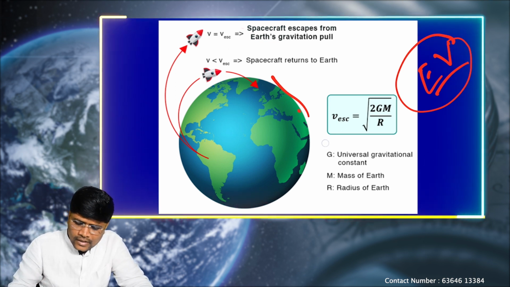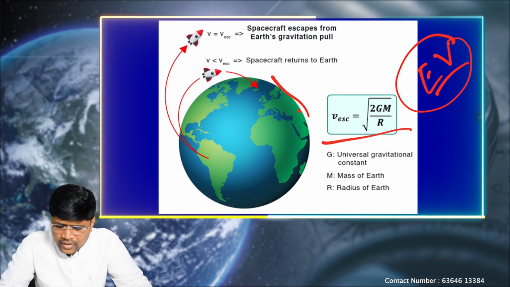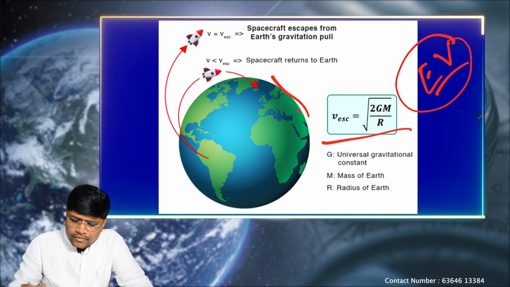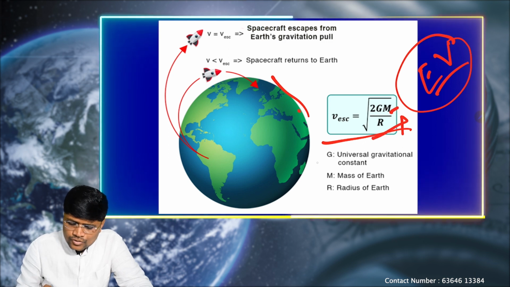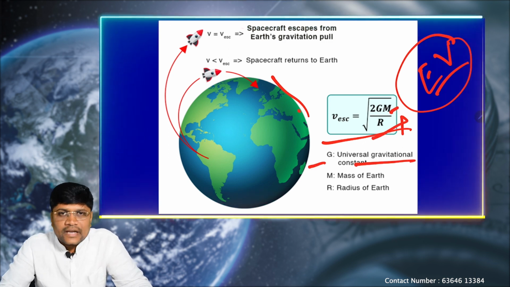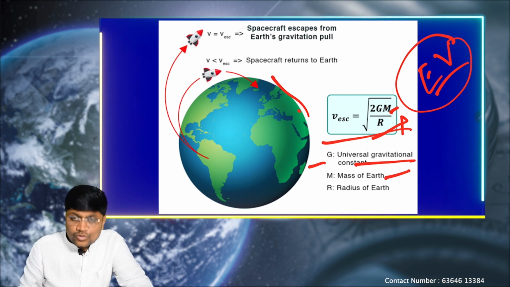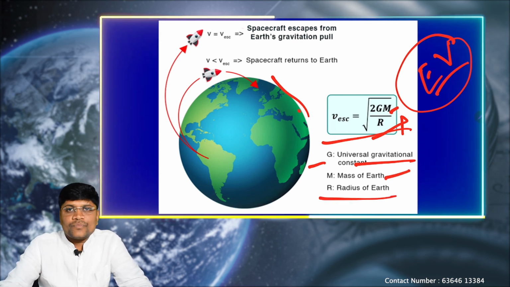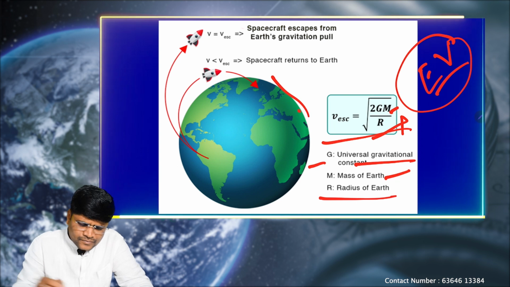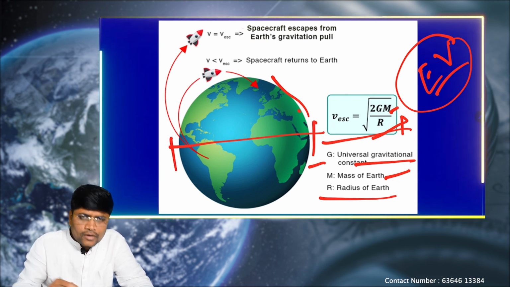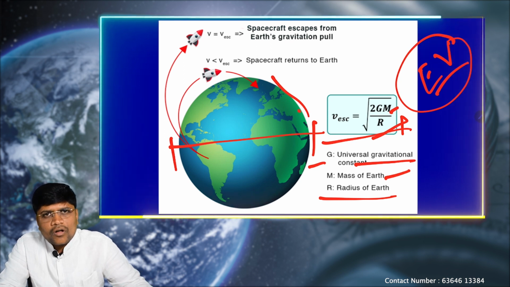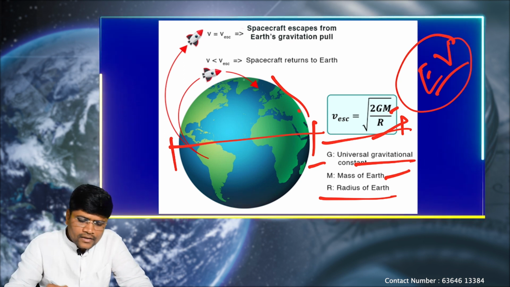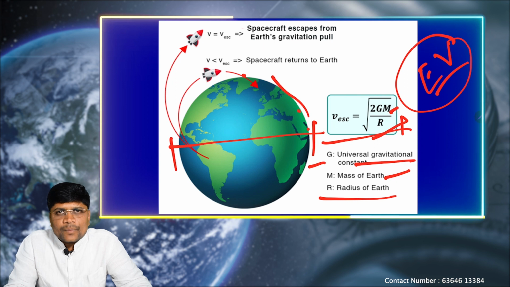So here the formula is in this way: escape velocity equals the square root of 2GM by R. G refers to the universal gravitational constant, M refers to the mass of the Earth, and R refers to the radius of the Earth. The gravitational force is not constant throughout the Earth. Again, the gravity of the Earth also differs from place to place.